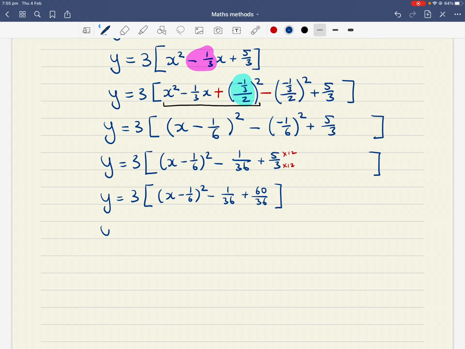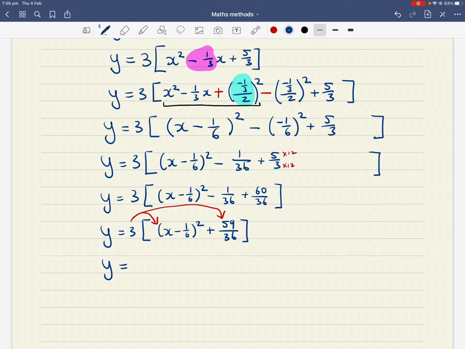close square brackets. So that's y equals 3 outside of x minus 1/6 all squared. So minus 1 plus 60 is a positive 59. So plus 59 over 36, close square brackets. So the last step to turning into turning point form is to multiply back that coefficient of 3 with both the perfect square part and that tail fraction part.